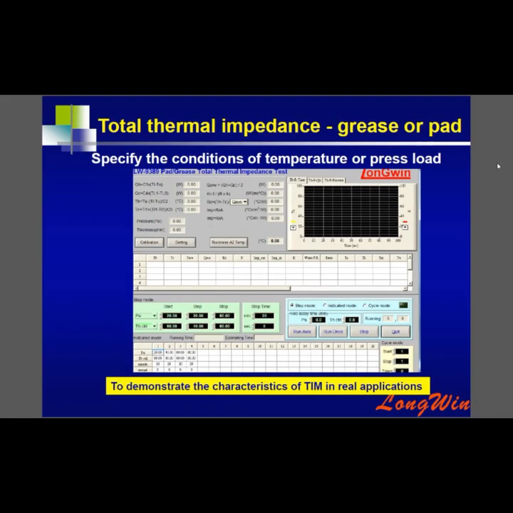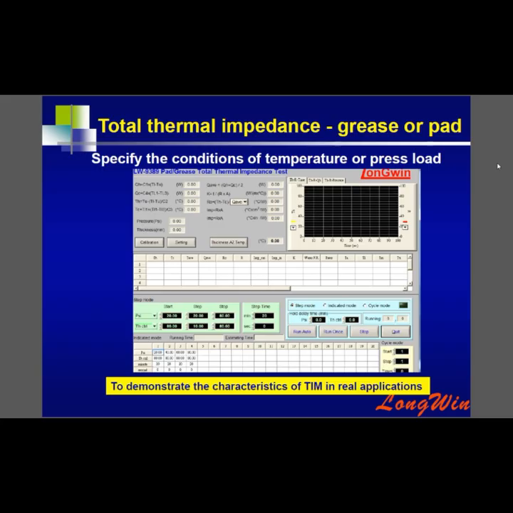Now we are looking at the first test mode. It's the total thermal impedance for grease or pad. And you can test the different press load and temperature for one sample. And there are 2 modes. First is the step mode. If you want to test the press load from 20 psi to 80 psi, in steps of 20 psi, you can choose step mode.